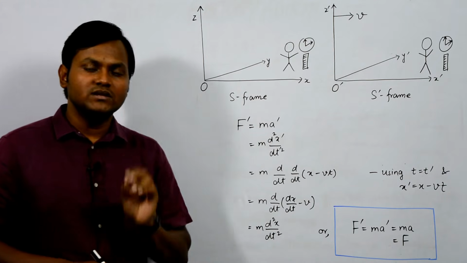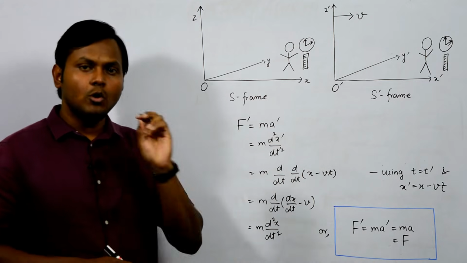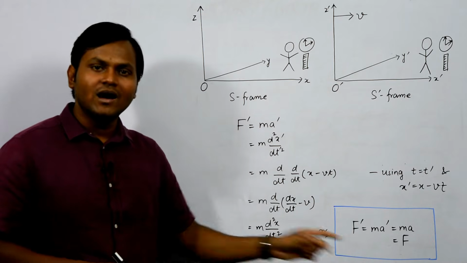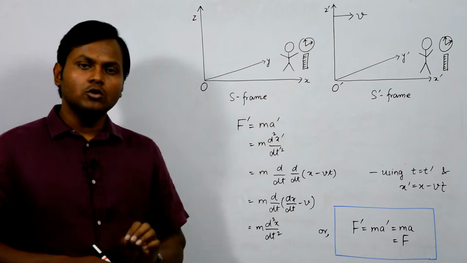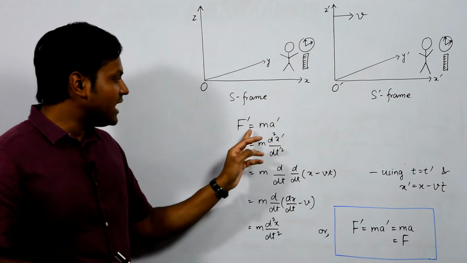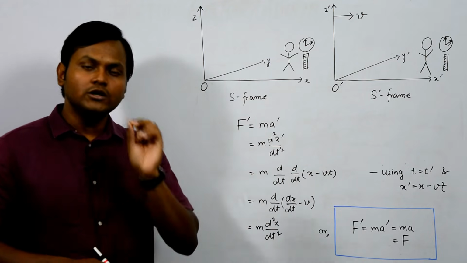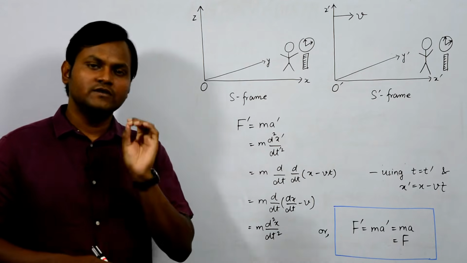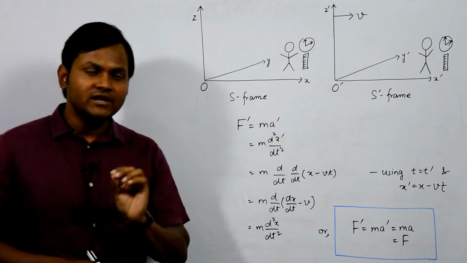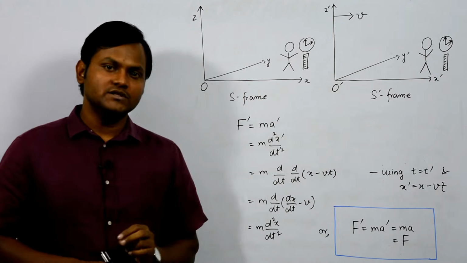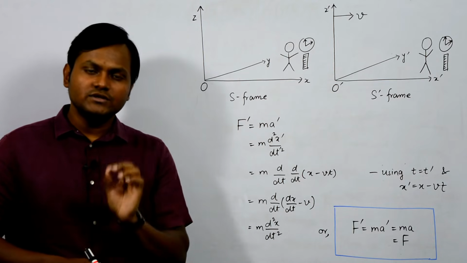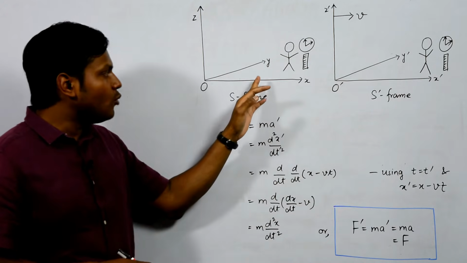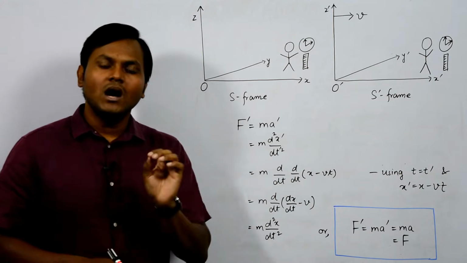Now, what does this mean? This means two things: that both these two observers looking at the same physical event will conclude that the forces involved are exactly the same. They will also conclude that F equals ma and F dash equals m a dash hold true in their own frame of reference. That means the form of Newton's law remains invariant for either of those two observers. This is what it means that Newton's laws of motion are invariant under a Galilean transformation when you go from one inertial frame of reference to another.